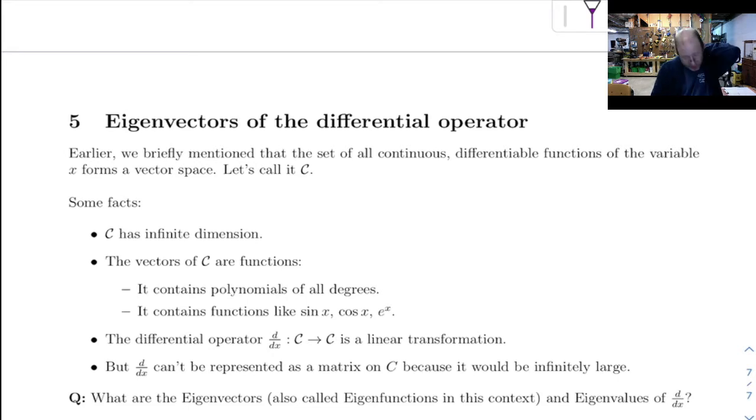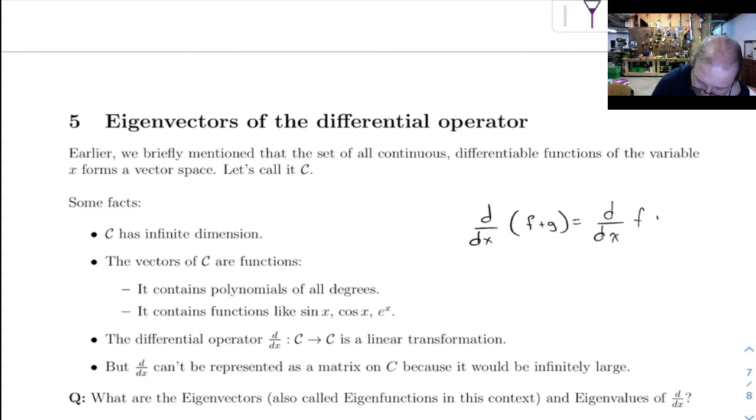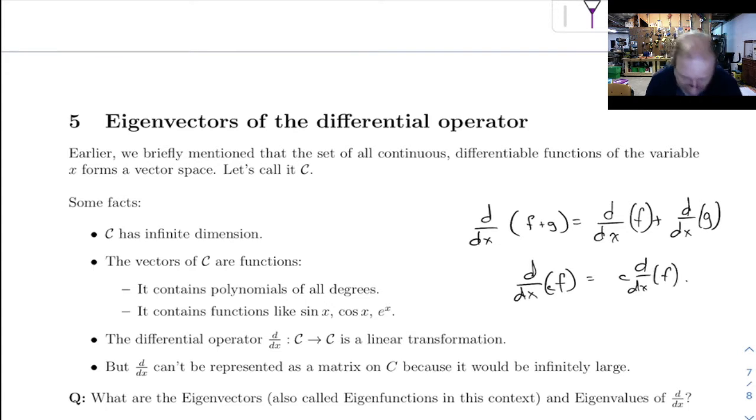And if you go back to the definition of what makes a linear transformation, if you take the derivative of f plus g, you can split that up into the derivative of f plus the derivative of g. And also if you take the derivative of a constant times a function, you can pull that constant out front. So anyway, the differential operator is a linear transformation. But d dx can't be represented as a matrix on C because it would be infinitely large.